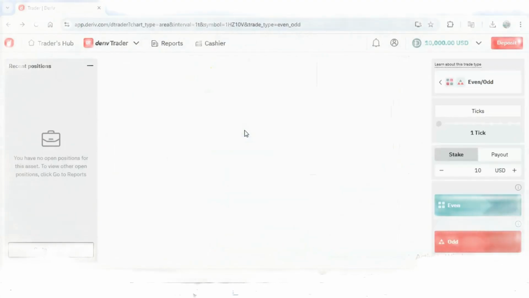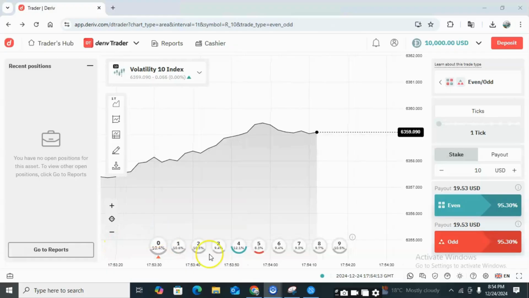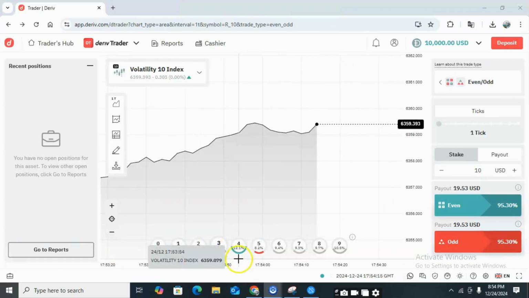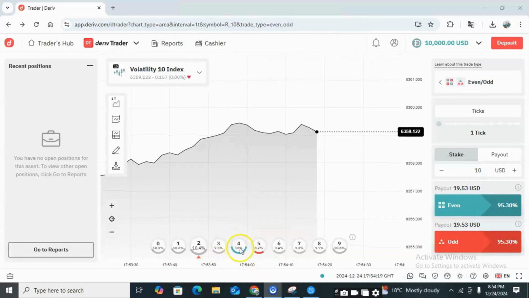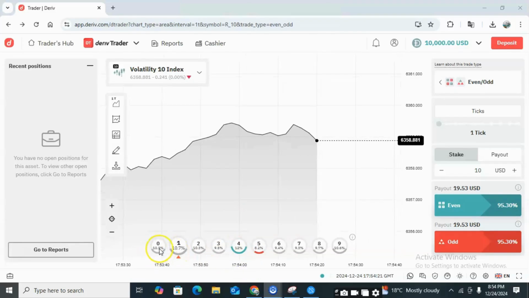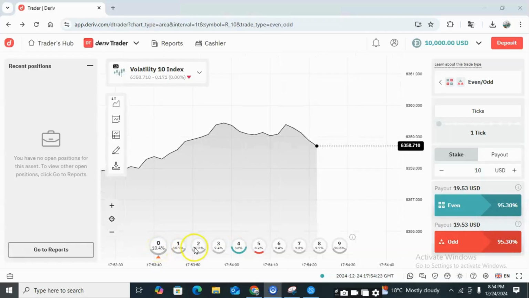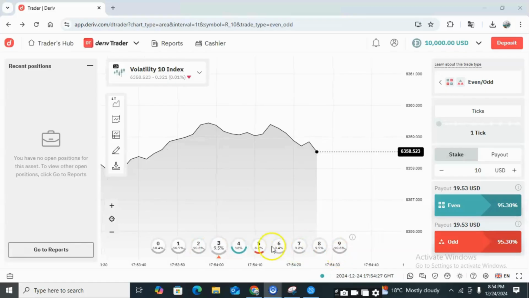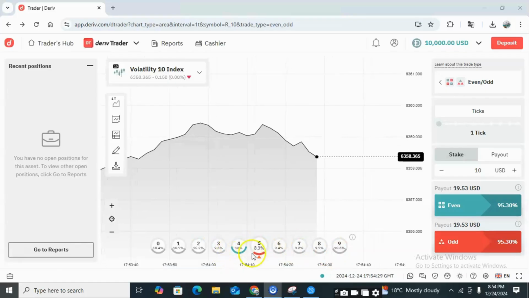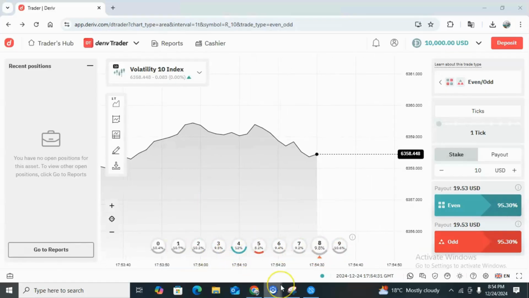So we are going to start off here to look for a market that has 4 with the green bar. So guys, here we are. As you can see, we have 4. It has the highest percentage, more than 12%. We are going to look at 0, it has more than 10%. 2 has more than 10%, and also 4 itself. So it's a good market.